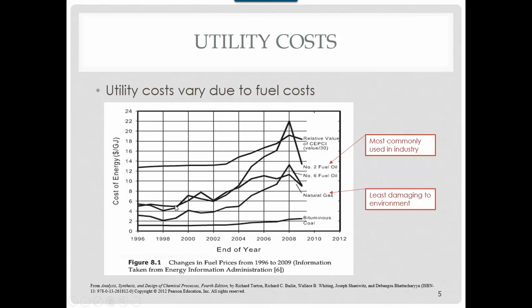Fuel oils are more commonly used. Number 6 fuel oil is a very heavy fuel oil. It's kind of heavy, kind of dirty, but it is going to be used some. Number 2 fuel oil is much lighter. It's the one that's most commonly used in industry. There are shifts going towards natural gas as natural gas becomes more abundant. With current technologies, it seems like I've seen more and more natural gas usage. But number 2 fuel oil is another very common choice. The others would be related to the location of the plant.